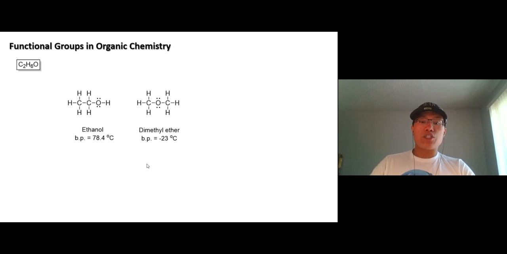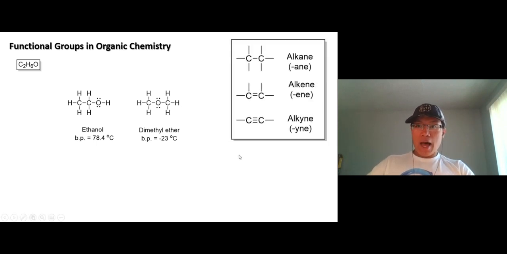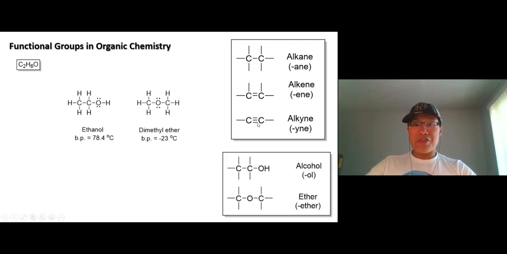Okay. So today I'm going to introduce you to the functional groups. Let's take a look. What do you know? I'm sure you have seen alkane, alkene, alkyne before. It looks like this: single bond, double bond, triple bond. I'll add 2 more for you. I'm adding alcohol and ether.